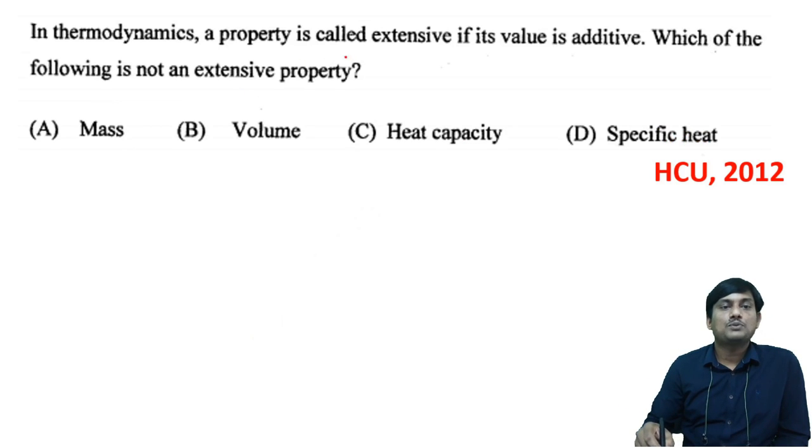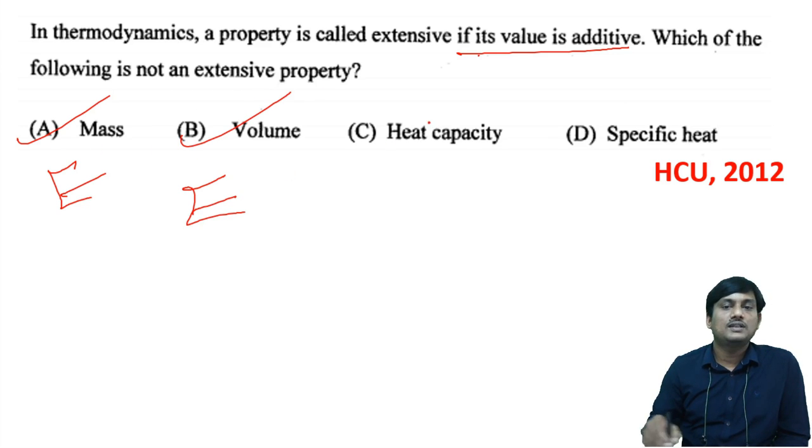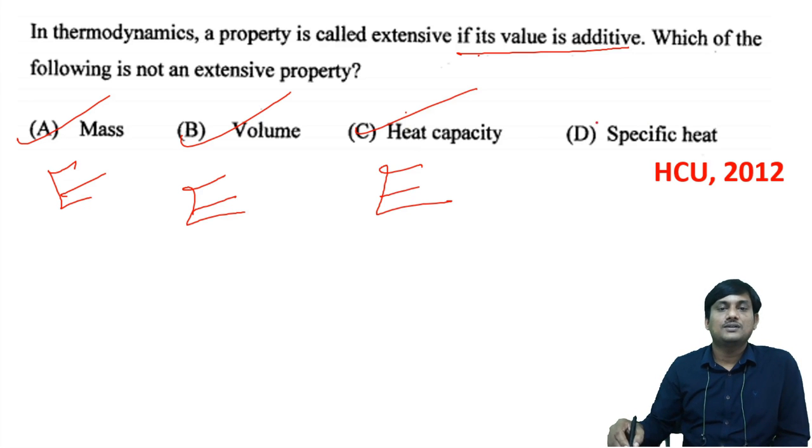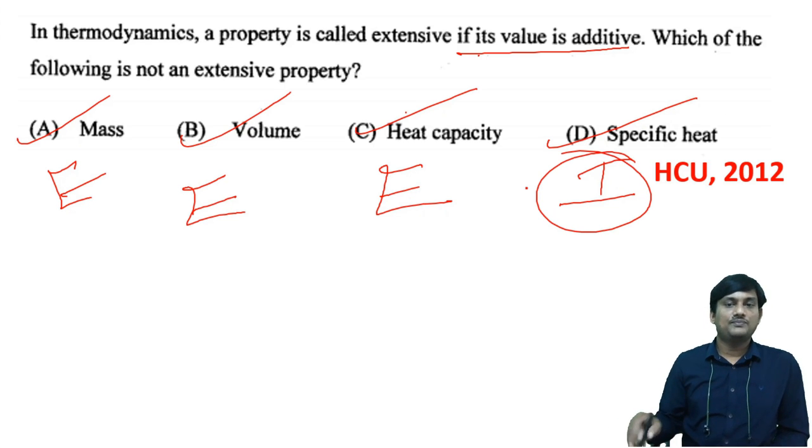In thermodynamics, a property is called extensive if its value is additive. Which of the following is not an extensive property? The extensive property depends on mass, size and volume of the matter. So mass is an extensive property, volume is an extensive property, heat capacity is also an extensive property, sorry, and specific heat is an intensive property. When it is in specific or molar terms, it will become an intensive property.